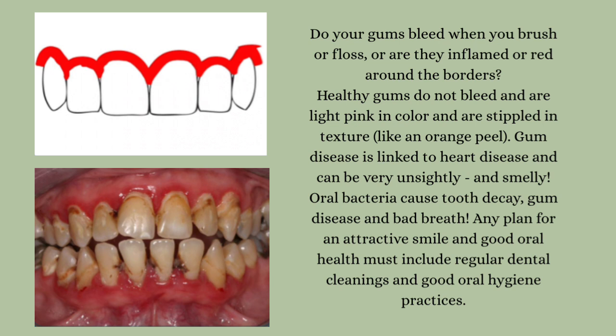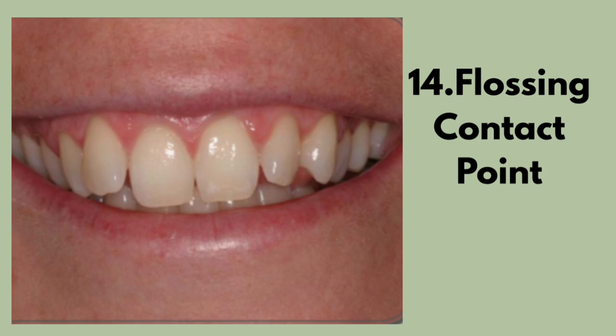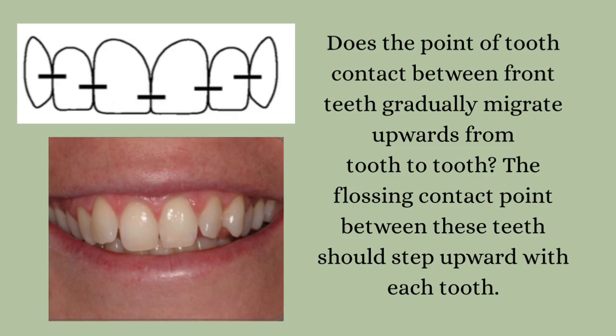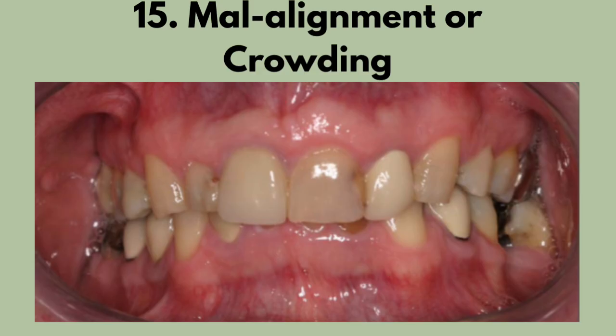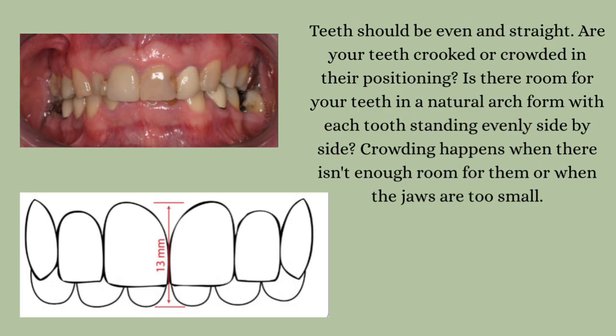14. Flossing contact points. Does the point of tooth contact between front teeth gradually migrate upwards from tooth to tooth? The flossing contact point between these teeth should step upward with each tooth. 15. Malalignment and crowding. Teeth should be even and straight. Are your teeth crooked or crowded in their positioning? Is there room for your teeth in a natural arch form with each tooth standing evenly side by side? Crowding happens when there isn't enough room for them or when the jaws are too small.